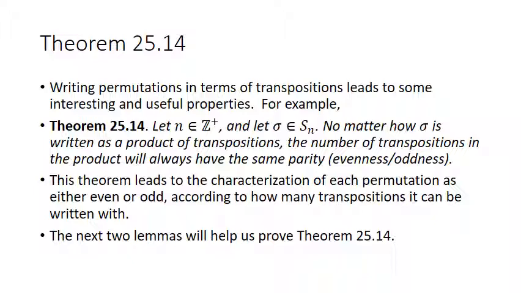So theorem 25.14: let n be a positive integer and let sigma be an element of the symmetric group on n elements. No matter how sigma is written as a product of transpositions, the number of transpositions in the product will always have the same parity, in other words, the same evenness or oddness. So this is interesting, and it actually allows us to characterize every permutation as either even or odd according to how many transpositions it can be written with. So the next two lemmas are going to help us prove this theorem 25.14.